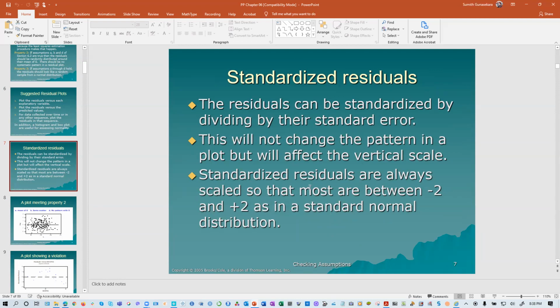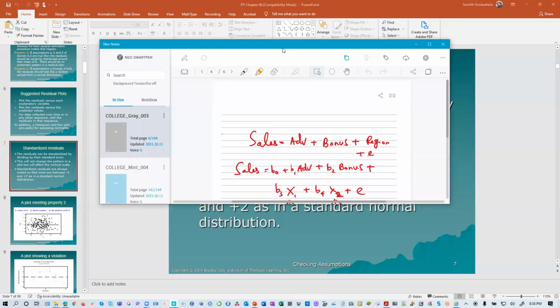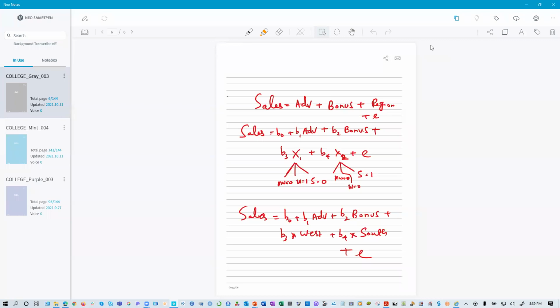Why is this going to be -2 to +2? Because you can remember, when we were talking about the normal distribution, we know that errors are normally distributed. That's the assumption. All the error terms are normally distributed. If you look at their histogram, the error term histogram.